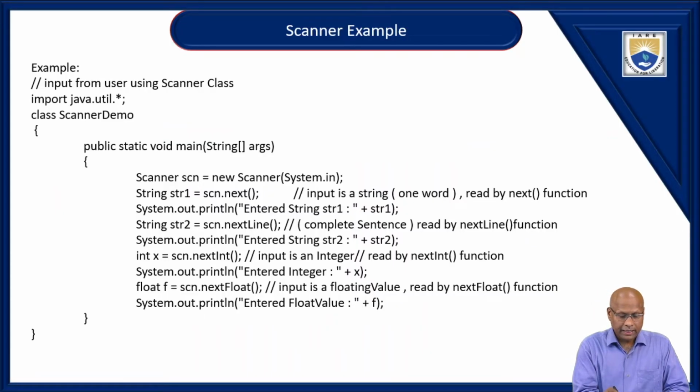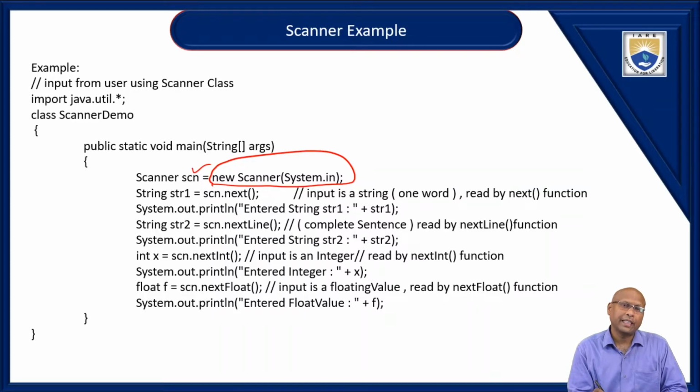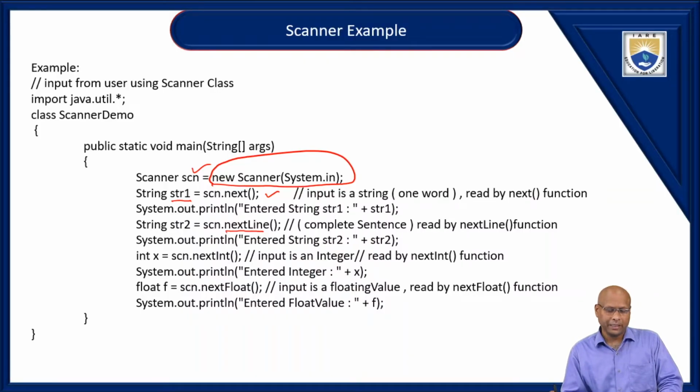Scanner is the class, scn is the object, and this is my constructor. My constructor allows me to create an object, then read the string. So for reading a string, you can use the next method. The string may have a single word. When there is a single word, better use next. Similarly, when there are multiple words, then use nextLine. Because in a string, there may be multiple words separated by space. In that case, you can use nextLine.